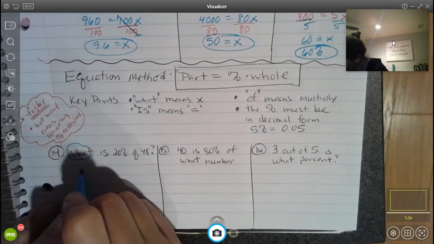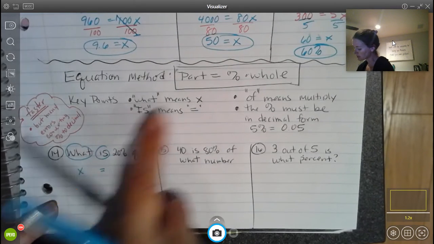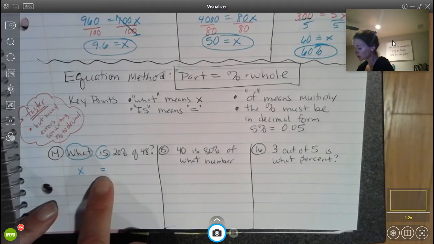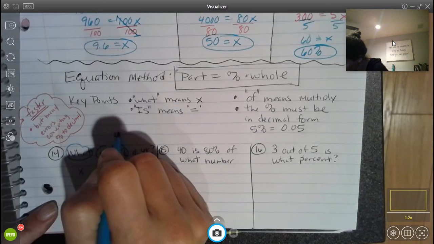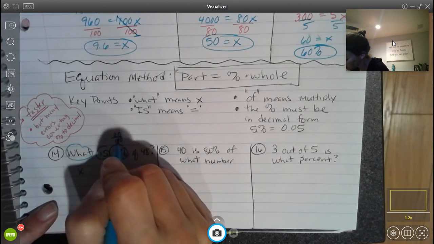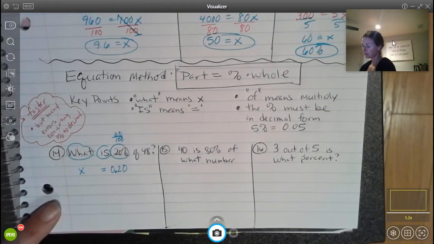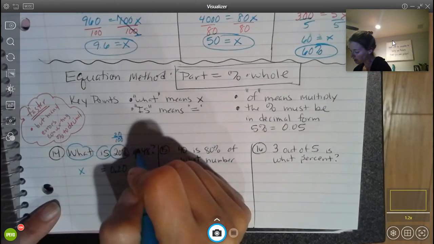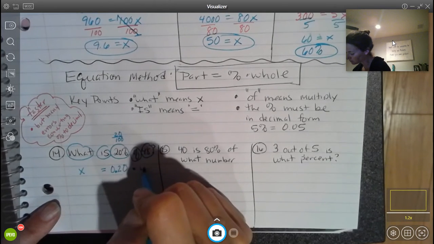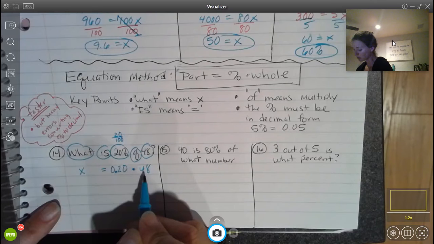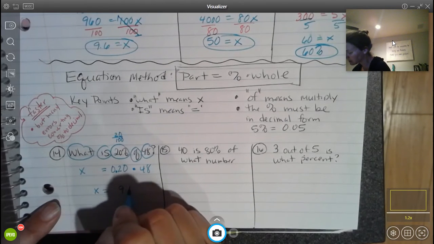What is, what says X, is means equal, 20%. This is one of the errors. This means 20 per every 100, and 20 for every 100 is 20 hundredths. That's a big mistake. Of means multiply, and 48. So you do 20 hundredths times 48. So X would, multiplying those on a calculator, be 9.6.